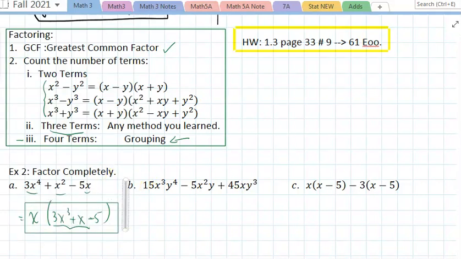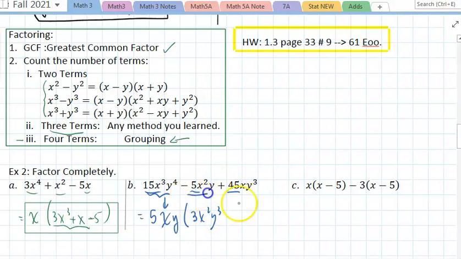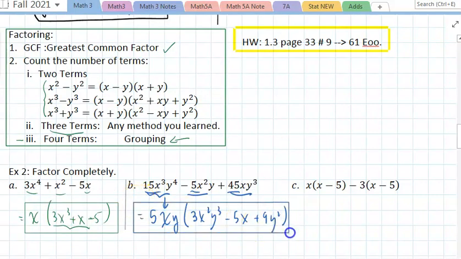And if I look at the next, again, the first order of business, I notice 5 is common in all of those. X cubed, x squared, and an x, you factor out the variable with the least power, y to the fourth, y and y cubed. So divide those. 15 divided by 5 is 3x squared y cubed, negative 5x, and a positive 9y squared. And again, this is not quadratic, indicating you are done.